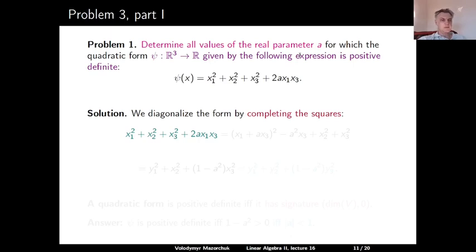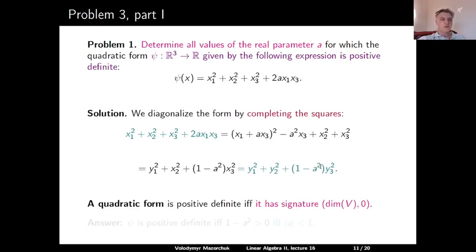So x1 squared plus x2 squared plus x3 squared plus 2a x1 x3. So we have two summands, x1 squared and 2a x1 x3, which contain x1. So we write this as x1 plus a x3 squared. So this gives us an extra x3 squared times a squared. So we need to subtract it. And we copy plus x2 squared plus x3 squared. Now, if you simplify this expression, we will get y1 squared, where y1 is x1 plus a x3, plus x2 squared from here, plus 1 minus a squared times x3 squared. So if we take y2 to be x2 and y3 to be x3, we will get the expression y1 squared plus y2 squared plus 1 minus a squared times y3 squared.